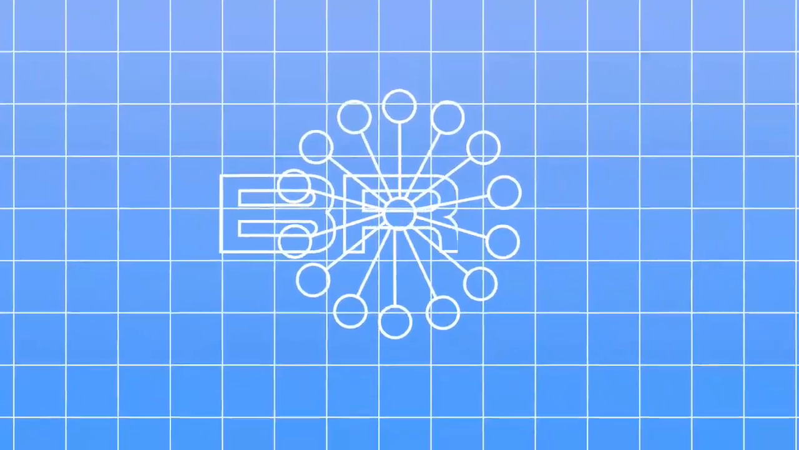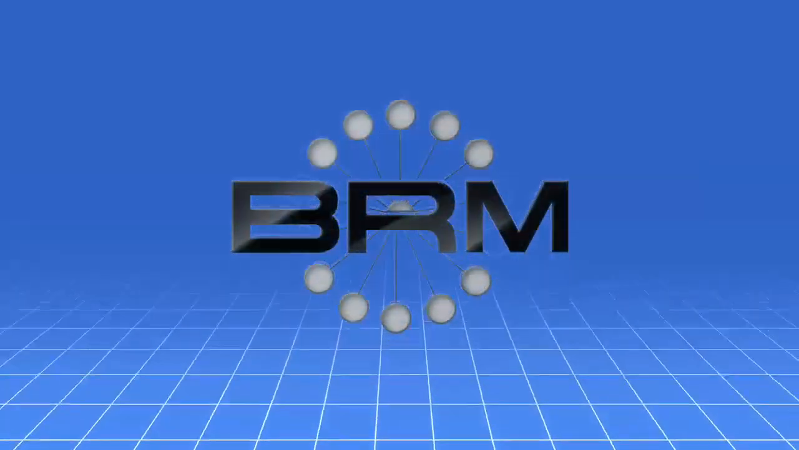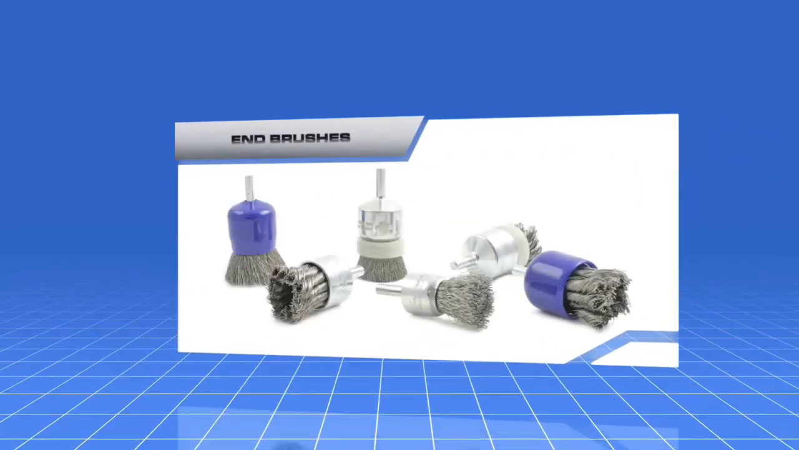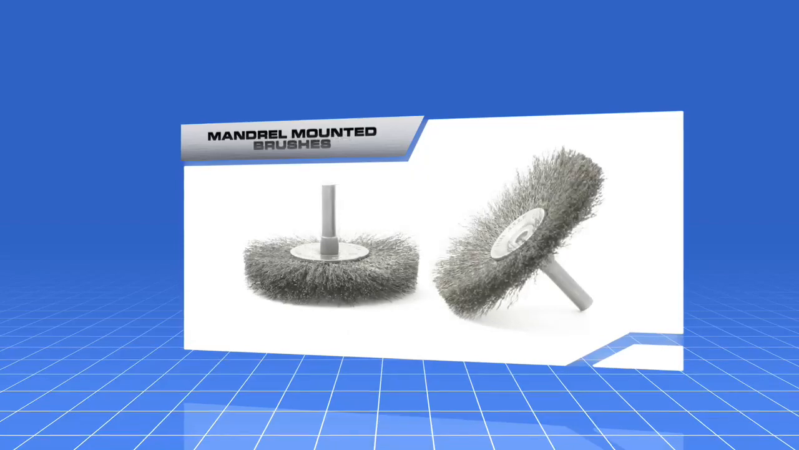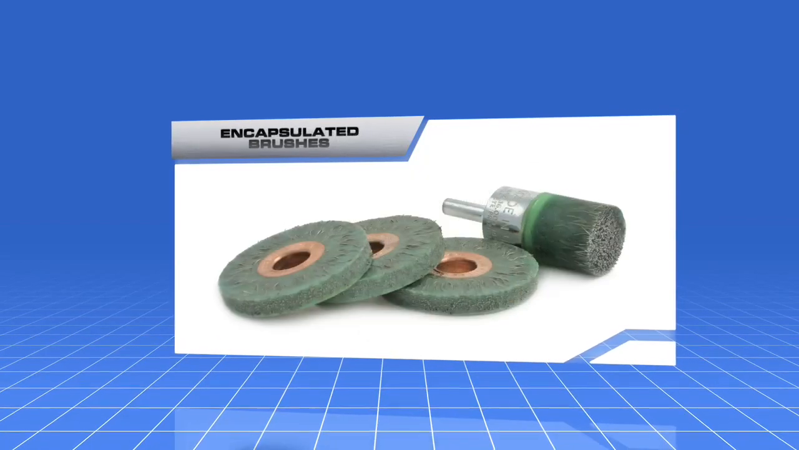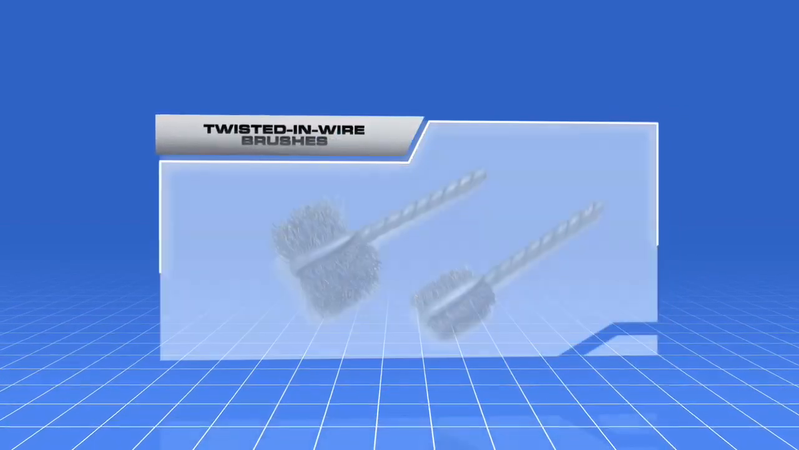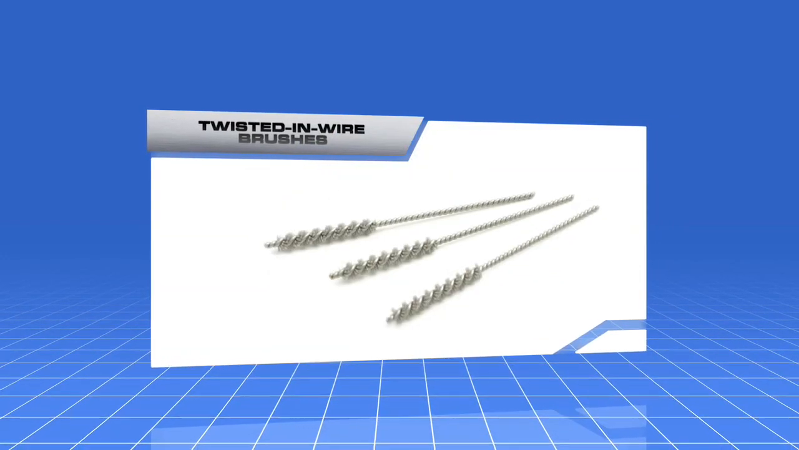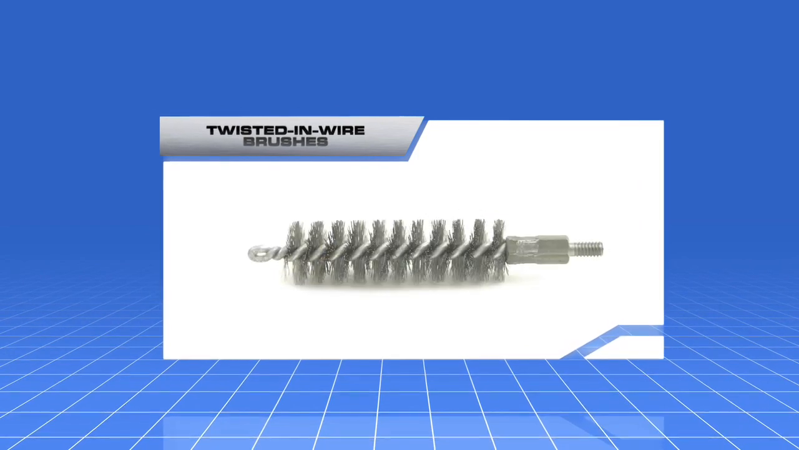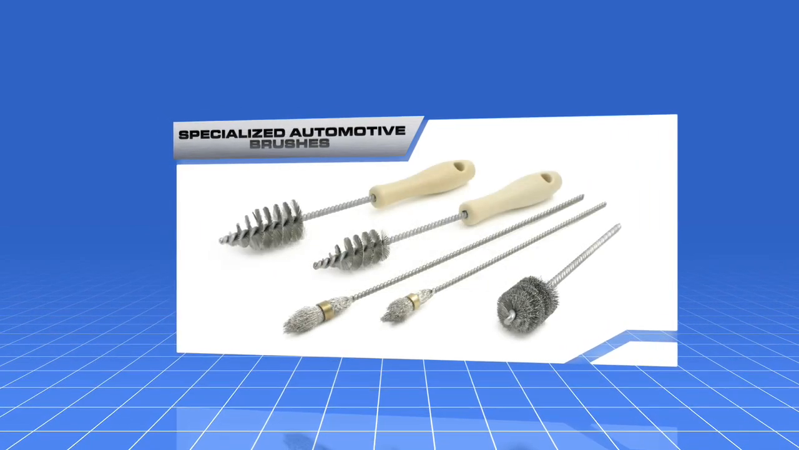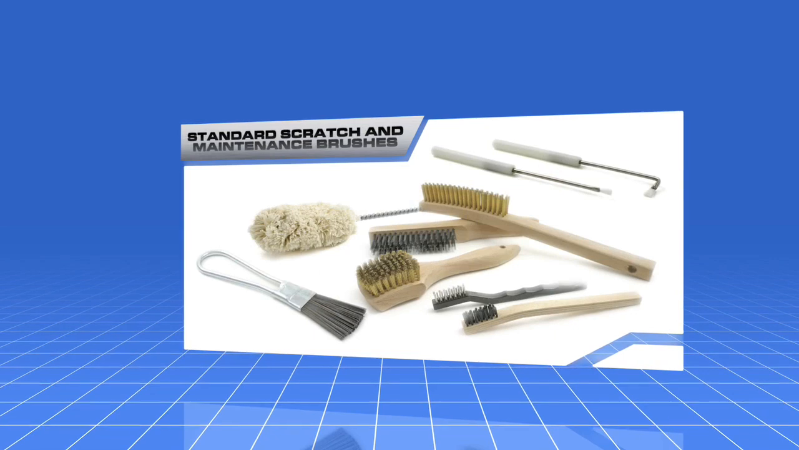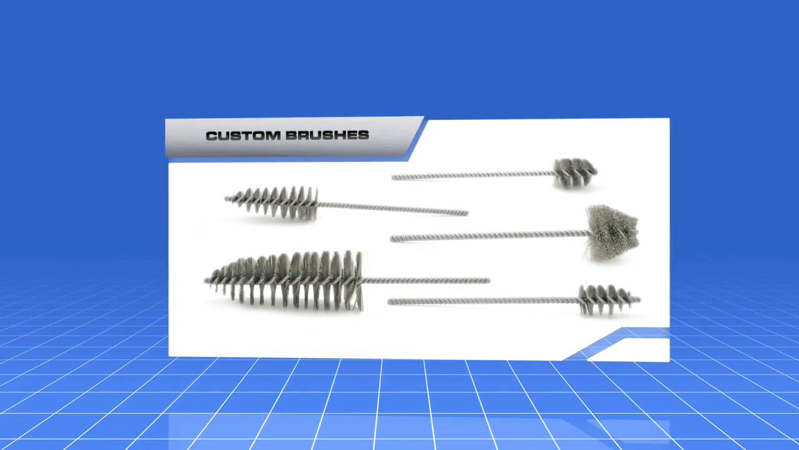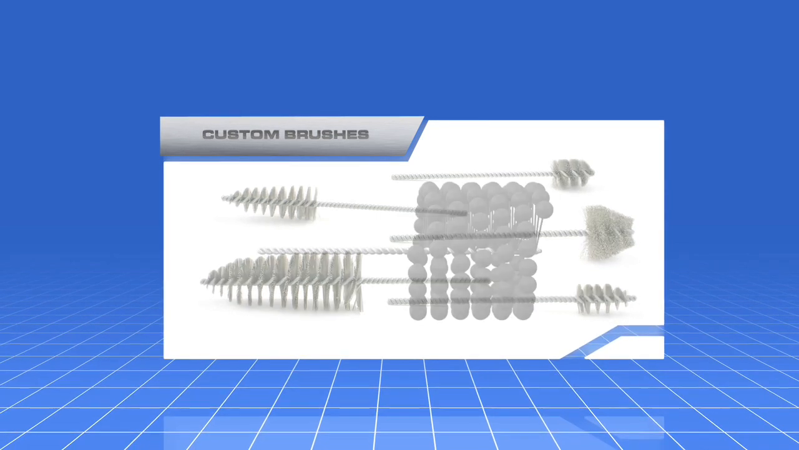As the leader in brushing technology, BRM is a full-line manufacturer of industrial brushes including wheel, end, cup, mandrel-mounted, copper center, and encapsulated. Twisted in-wire brushes are also manufactured for thread cleaning, cross-hole deburring, tube, and flue applications. Highly specialized brushes for automotive, standard scratch and maintenance brushes, miniature brushes, and custom brush solutions are also available.